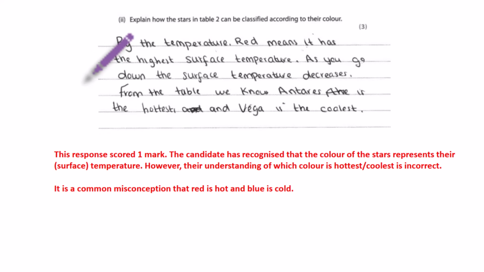Explain how stars can be classified according to their color. This is again one of the most common incorrectly answered questions. By the temperature, red means it has the highest surface temperature. As you go down, the surface temperature decreases. From the table we know Antares is the hottest and Vega is the coolest. This response scored 1 mark. The candidate has recognized that the color of the star depends on their surface temperature. However, their understanding of which color is hottest or coolest is incorrect.